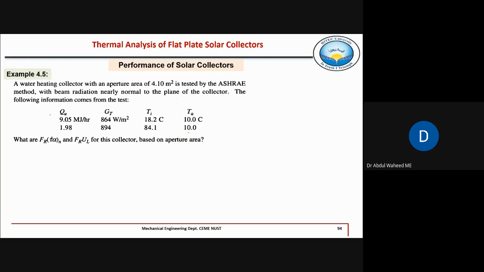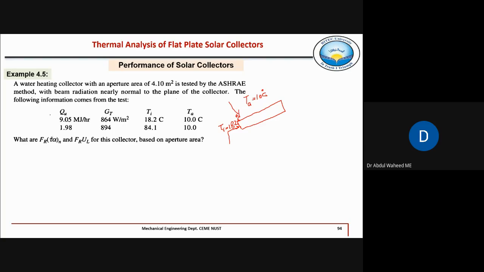Right, so let me draw the experimental setup from which this measured data was obtained. Here, so there was a temperature measuring instrument which was measuring the ambient temperature, which is 10 degrees Celsius. First test was performed with TI, the inlet fluid temperature, maintained at 18.2 degrees Celsius.